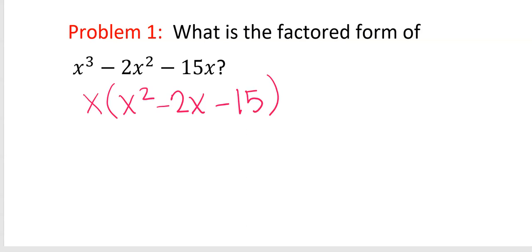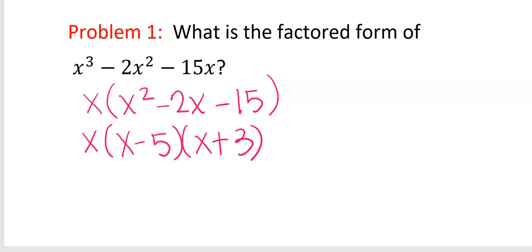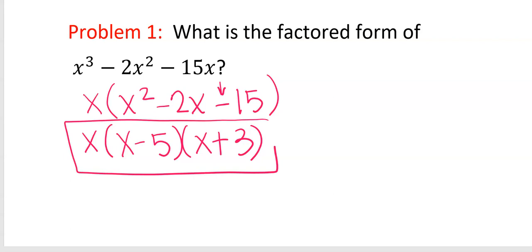Then you look at the parentheses again and see if you can factor that one more time. We are looking for factors of negative 15 that add up to negative 2. The highest one has to be the negative because the middle one is negative. So x minus 5 and x plus 3. We need one of each sign because of the negative at the end. That is your factored form. When it says factored form, do not solve.